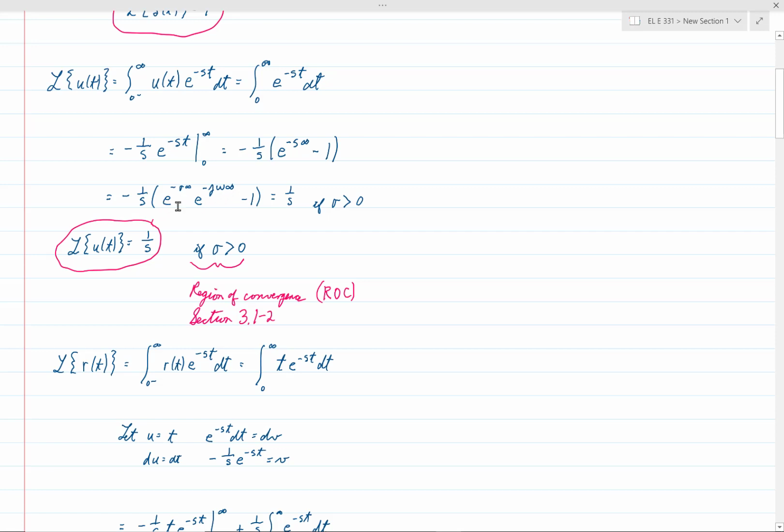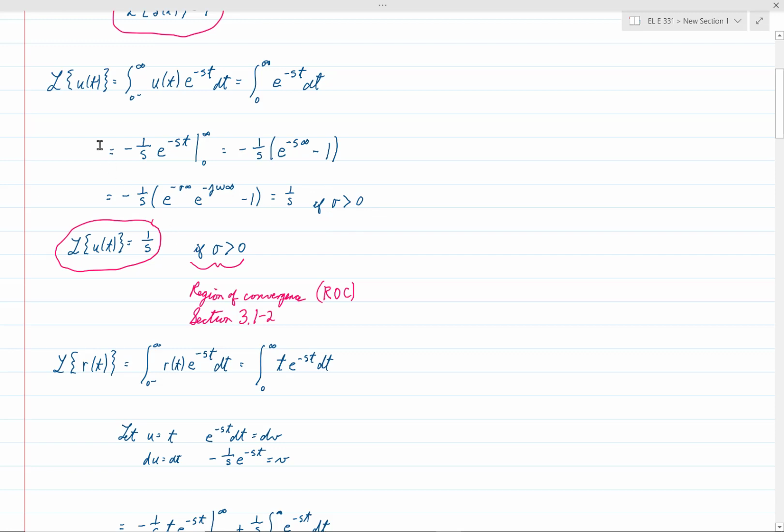But this term, e to the minus sigma times infinity, as long as sigma is positive, will be e to the negative infinity, which is 0. So as long as we assume that sigma is positive, this first term will be 0, and we have minus 1 over s times minus 1, which is 1 over s. But again, that's only true if sigma is positive.